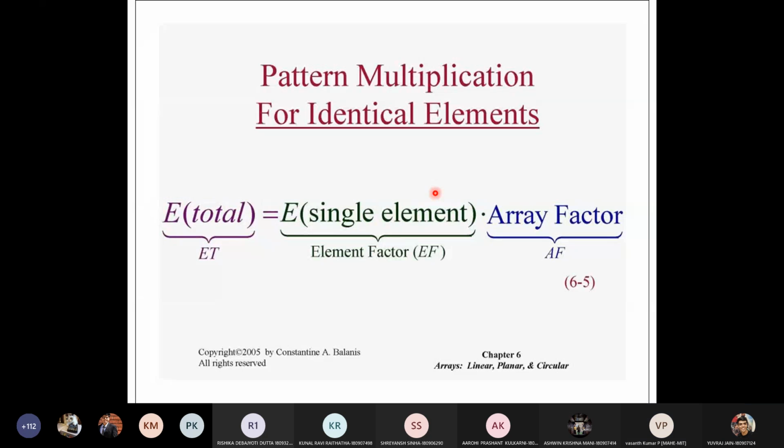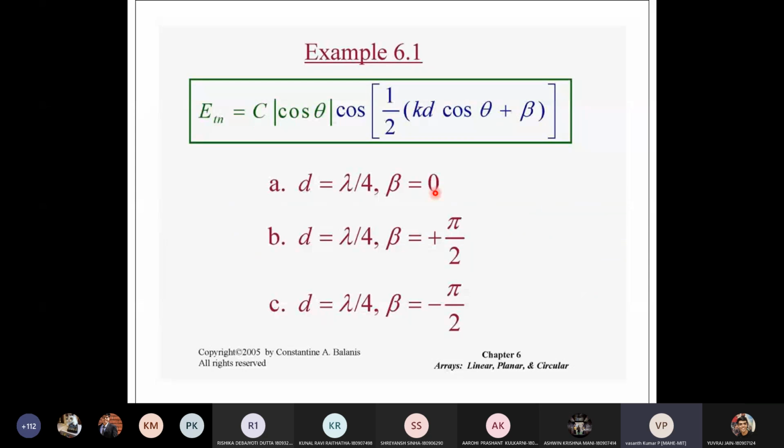Yes, sir. Okay. So now for the example, he is going to consider 3 cases. You know what distance d is, the distance between the two elements, lambda by 4. Beta is the phase difference between the two elements. Initially he takes beta equal to 0, then beta equal to pi by 2, and minus pi by 2. Three different cases. Now E total is C into cos theta into cos of the array term. C is a constant, this is the array factor, and cos theta is the element factor.